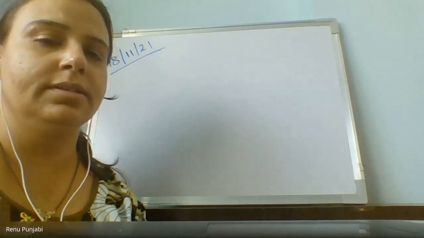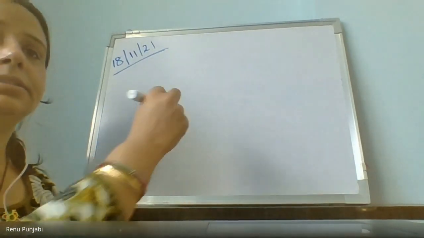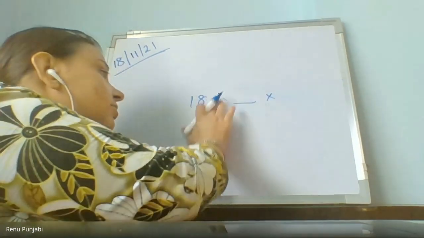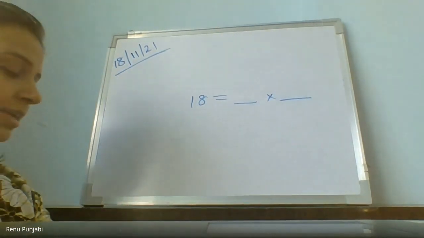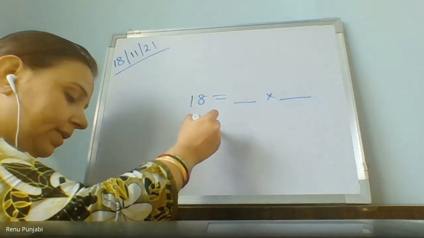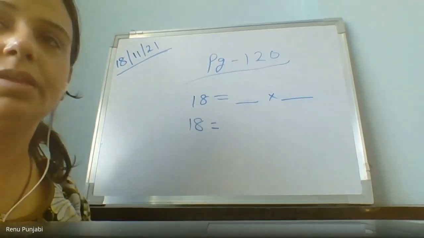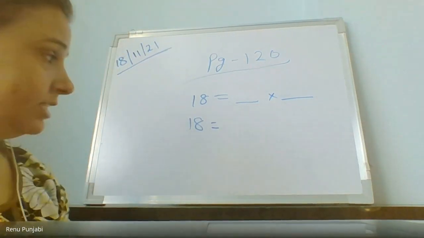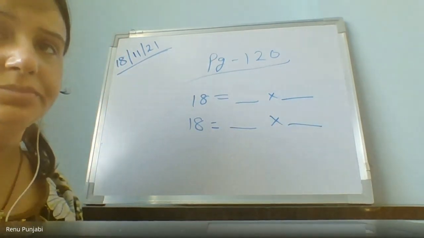Good morning. On page number 120, you have to fill the blanks. 18 is the product, so you have to multiply which two numbers to get 18. Ma'am, page number? 120. It is there in your textbook, fill the blanks.